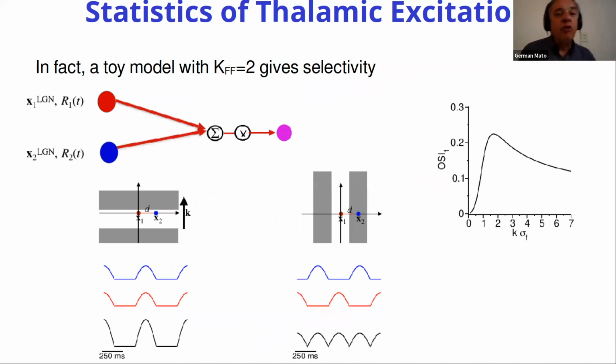In fact, we studied also a toy model with KFF equal to 2, and this model also gives selectivity. Let's say we have one LGN neuron here and one here, X1 and X2. If the drifting grating moves in this direction, the response will be strongly modulated. If the drifting grating moves in the horizontal direction, the response will be completely different. And we can evaluate the average OSI, and we obtain the figure on the right.